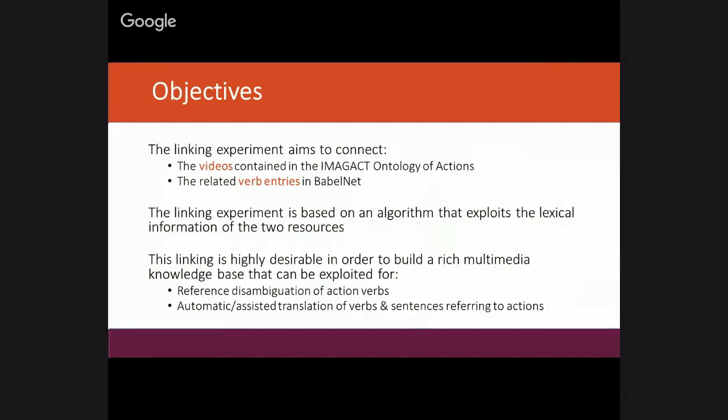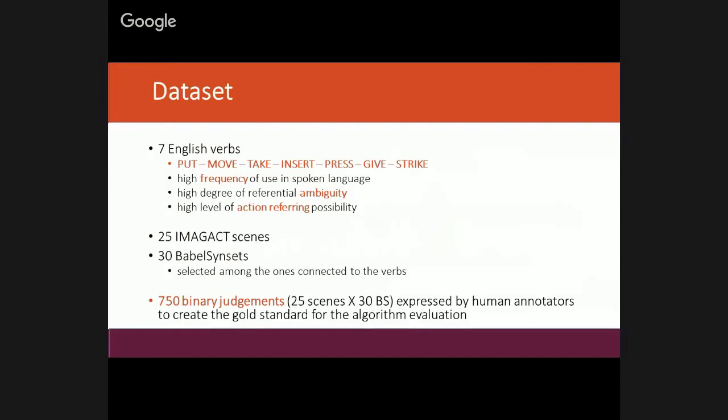This linking experiment is highly desirable in order to build a rich multimedia knowledge base for disambiguation of reference of action verbs and automatic or assisted translation. And we built a dataset taking 7 English action verbs with high frequency, high ambiguity, and high reference to action. We selected 25 IMAGACT scenes and 30 BabelNet synsets, and we built this dataset with 750 binary judgments.